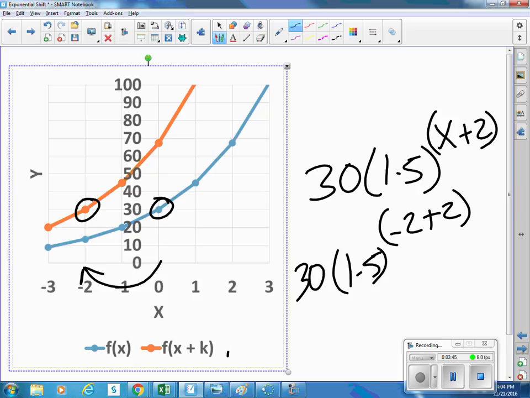So what happens at 0 now happens at negative 2. So it's shifted to the left. The way I get it to shift to the left is I add 2. So this k equals 2.